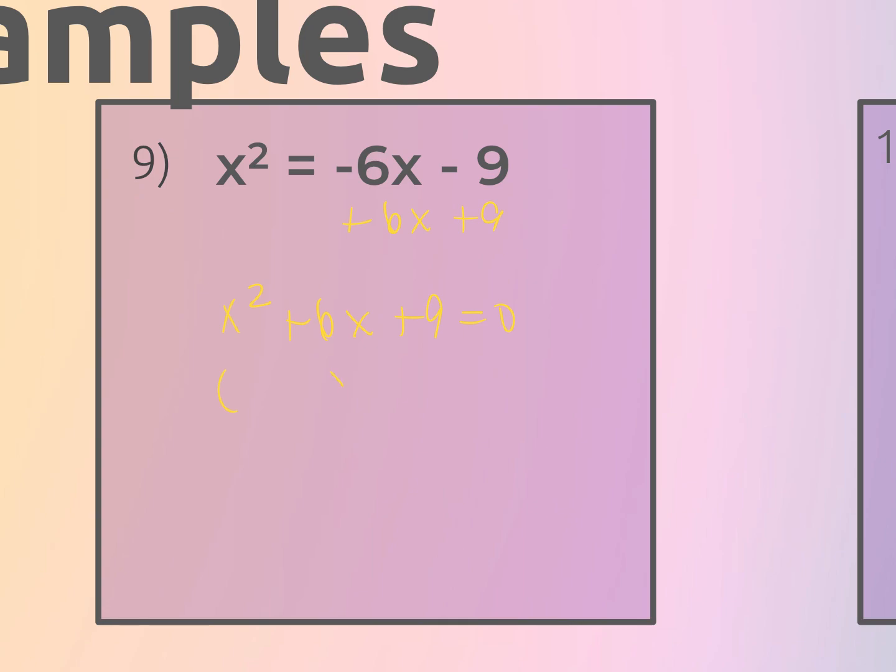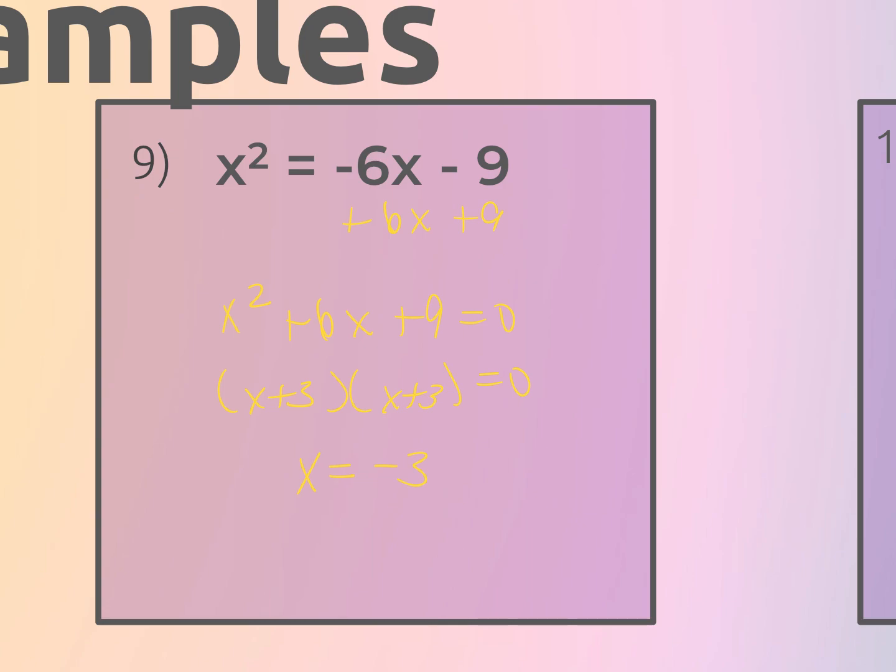What are the factors of 9 that multiply to give me 9, but add to give me 6? 3 and 3. Good. x plus 3, x plus 3. So you have two solutions here, but they happen to be the same. You guys see that? So your answer is x equals what? Negative 3. Do you have to write it twice?